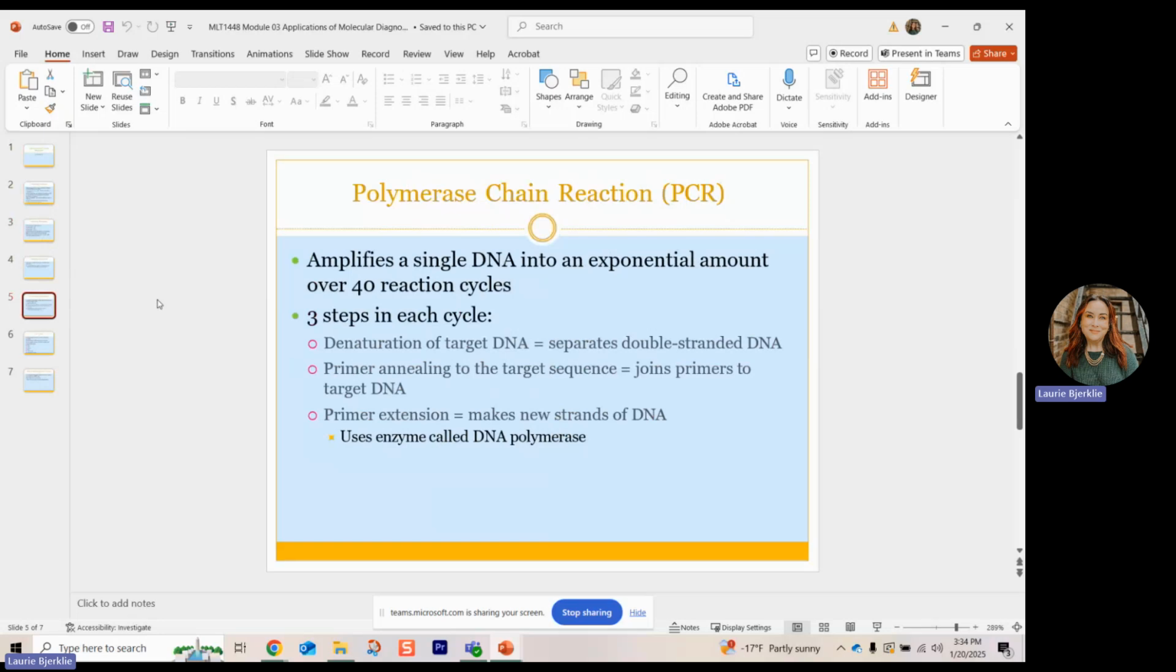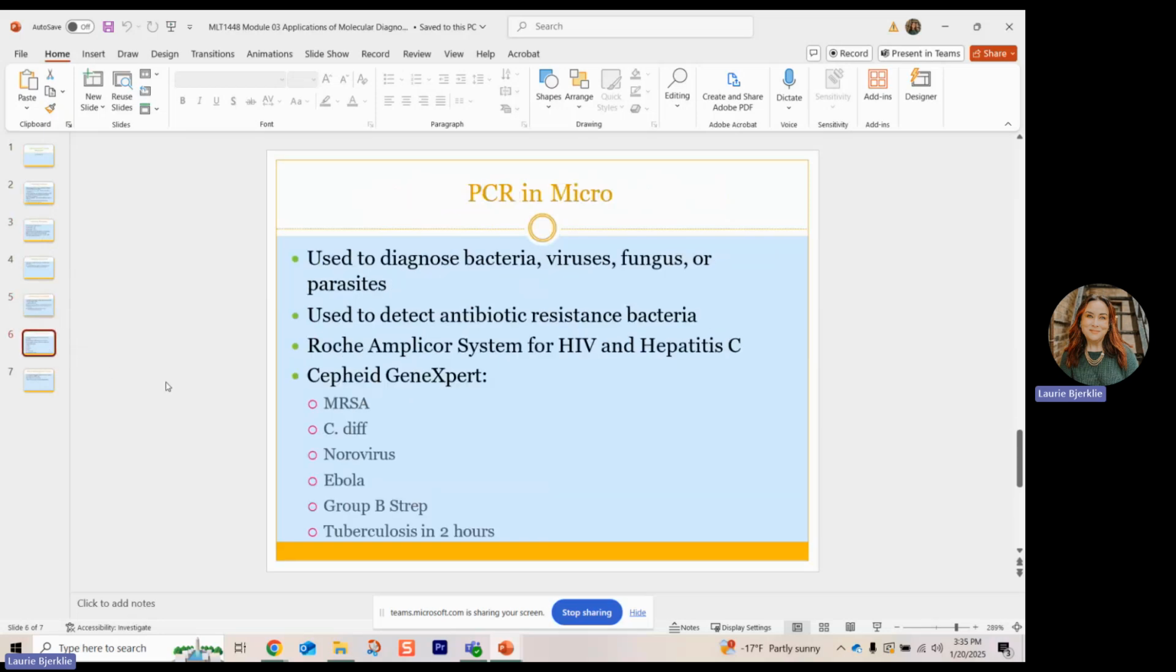They will basically take your target DNA, separate the double strands of it into single strands, join it with a primer, and then make new strands of that DNA. So that is all what's occurring in PCR. So again, it's still a molecular technique because it's playing with DNA.